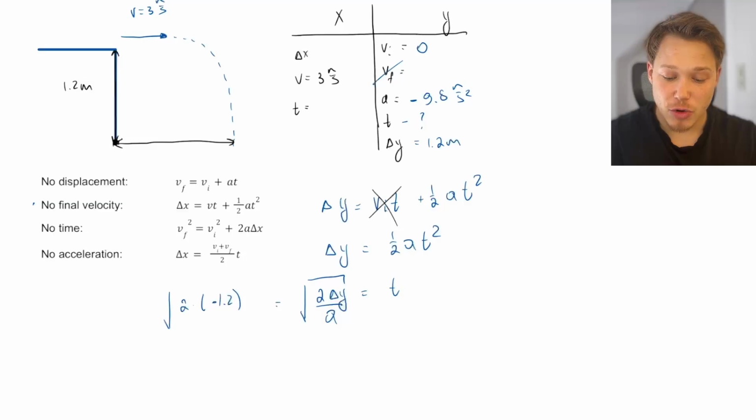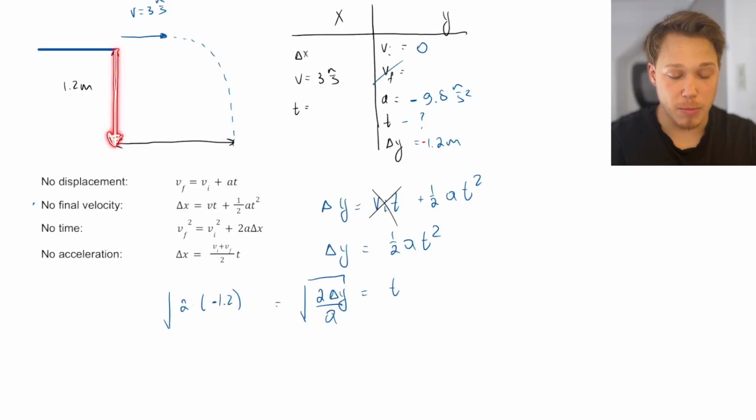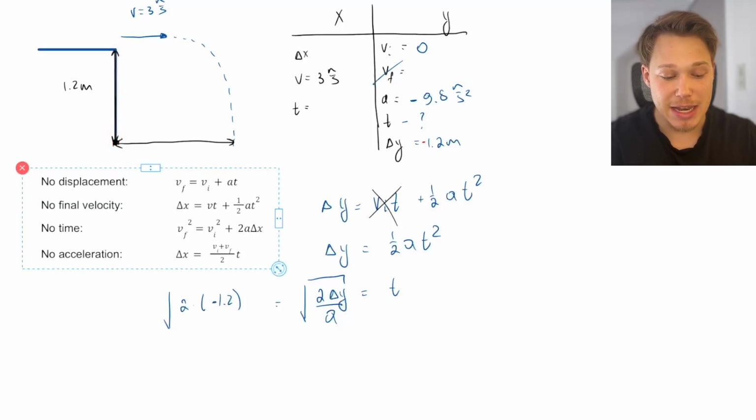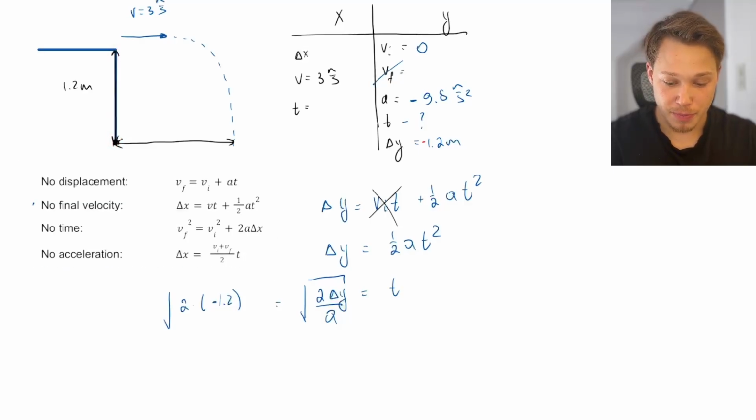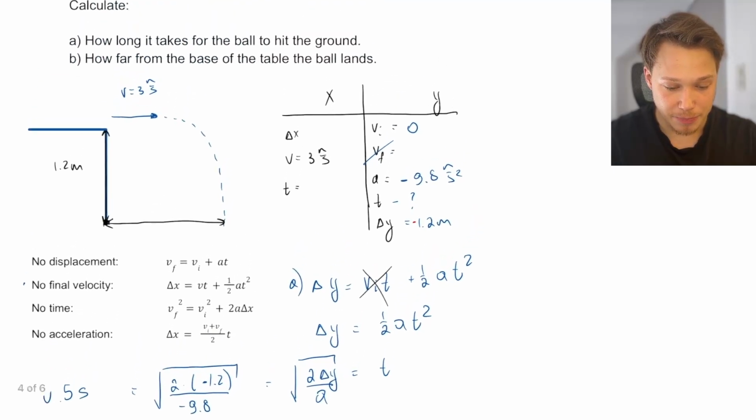1.2. Sorry, the displacement should be negative because we're traveling downwards 1.2 meters. Remember, displacement is a vector, which means it can have a positive or a negative direction. So the fact that it's going down 1.2 meters means that it's negative 1.2. And acceleration is also pointed downwards, so it's minus 9.8 meters per second squared. And if we plug all of that in, we get an answer of 0.5 seconds. All right, so that is part A.